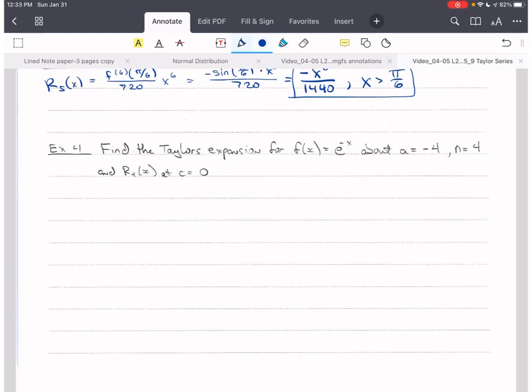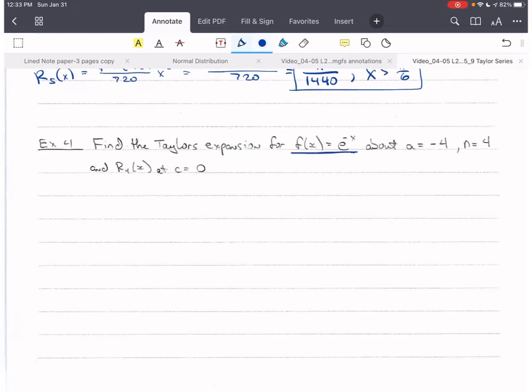So for this one, we're going to find the Taylor's expansion for f of x equals e to the negative x, a equals -4, n equals 4, and then we're going to find r4 of x at c equals 0. So notice that c, if I have a equals 0, c can't be equal to 0 because c has to be between a and x. And so a is -4 and 0 is certainly between that, or we can make 0 between that. So we're going to be valid for our remainder theorem at x greater than 0 for positive numbers.